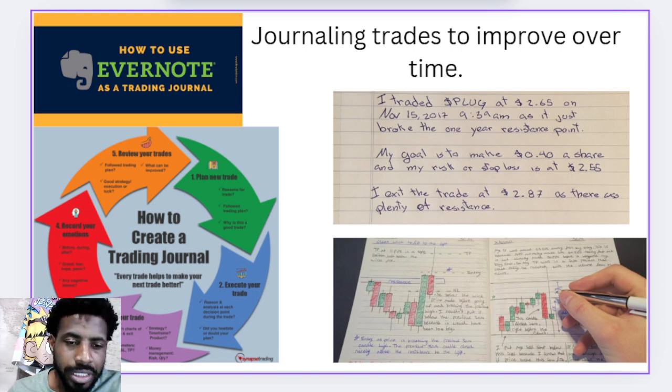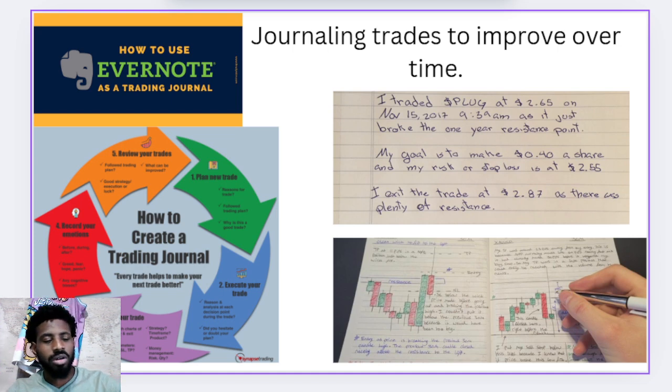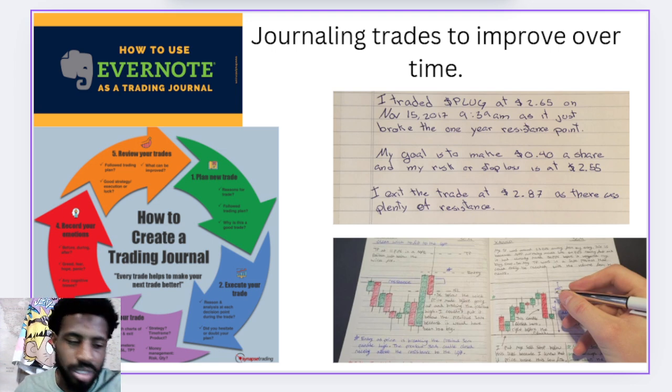Okay. Review your trades is number 5. So at the end of the day, you want to go in your journal and review all the trades you took for that day, even on a weekly, monthly, and yearly basis, and see what you've been doing, the growth, what you need to work on, and such.